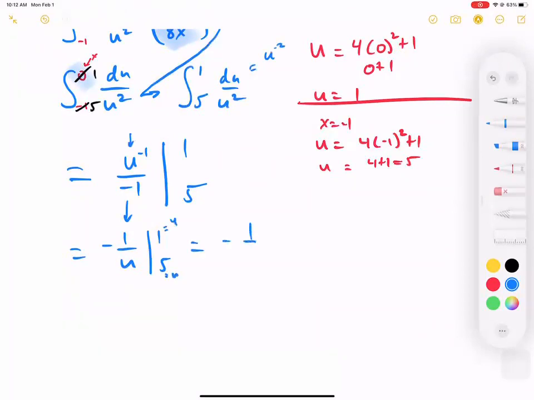It's -1 over 4 minus -1 over 5. Oh, that's another 4. That's a 1. I read my u as a 1 over 1 minus 1 over 5. Okay, these values are these values here.